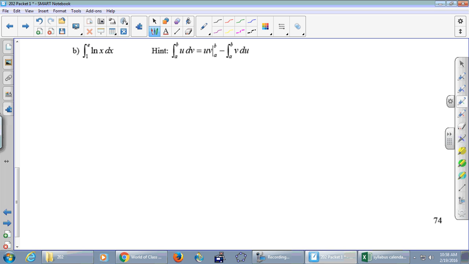Okay, let's do another one of these, part B. The integral from 1 to e of ln of x dx. With practice, you will start to see that integration by parts is a good thing to think about when you have a product of two functions in your original integral.